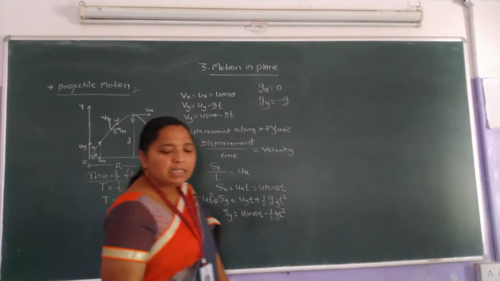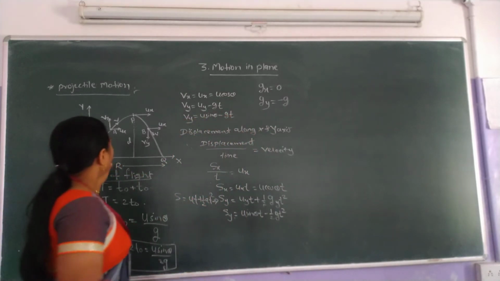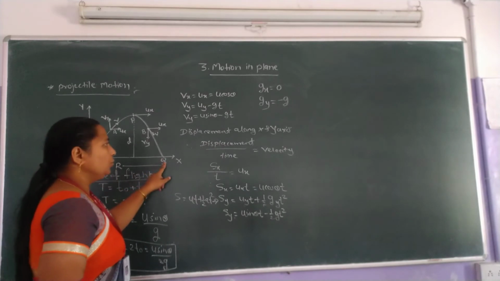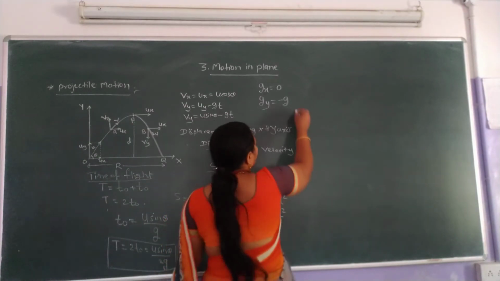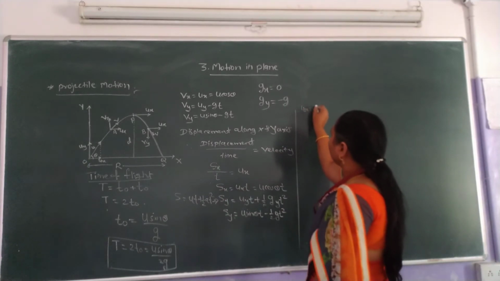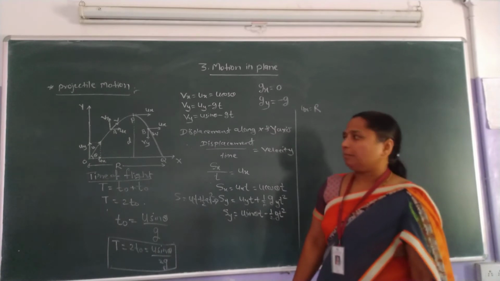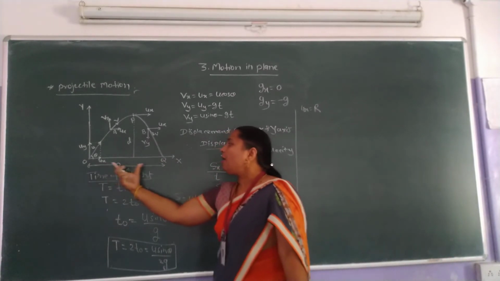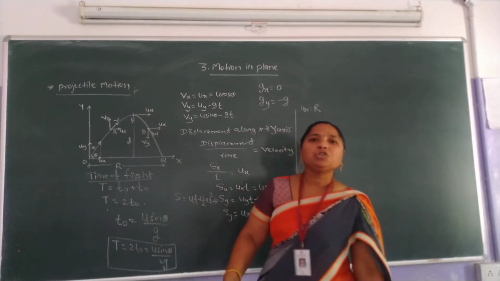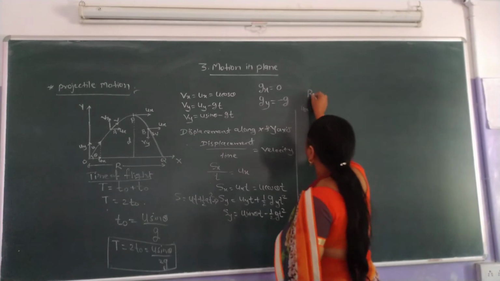Similarly, the horizontal displacement the projectile covers from O to Q is ux times the time of flight, equal to R. That distance is denoted by R. The horizontal displacement along the x-axis is known as R, the range of the projectile.